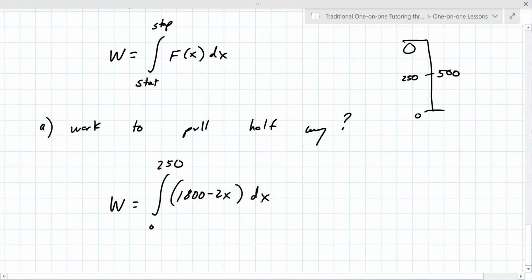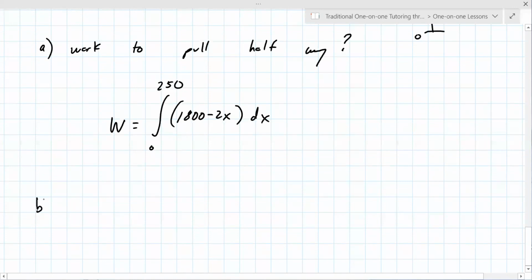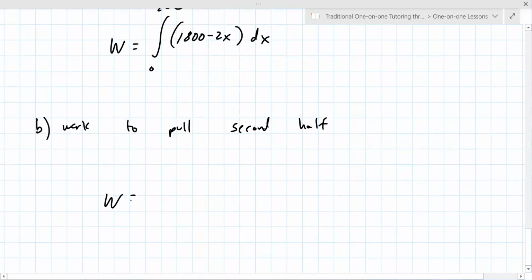Okay, and you can do that in a calculator, you can do that by hand. And then the work to pull the second half. Okay, so once you have the force function, it's just putting limits of integration in.